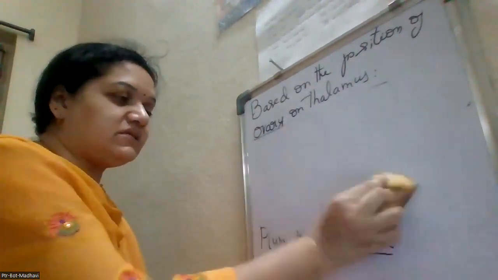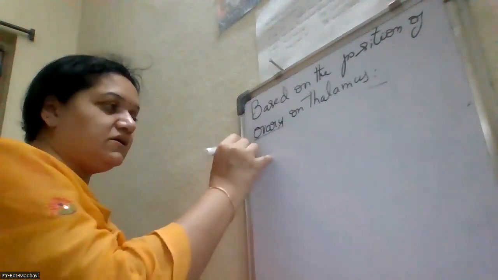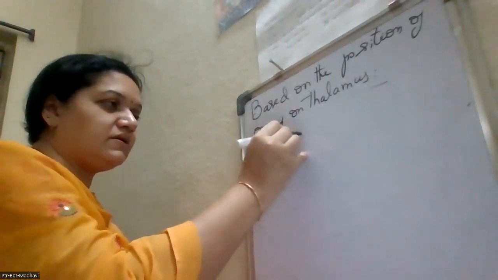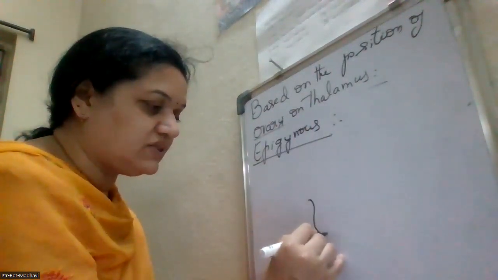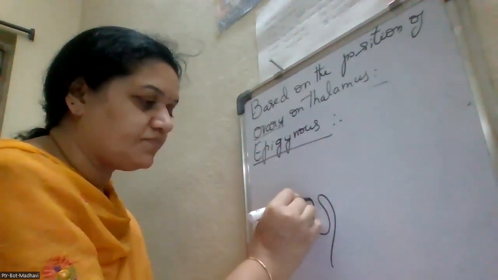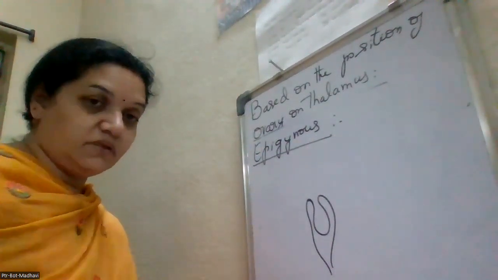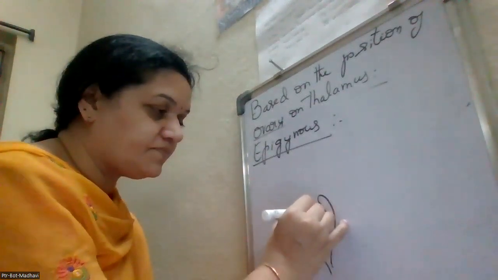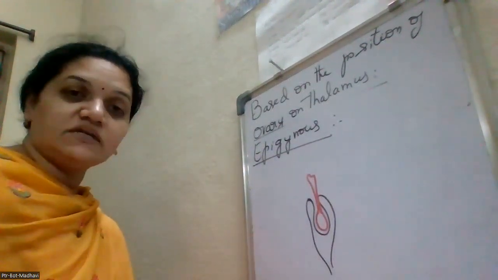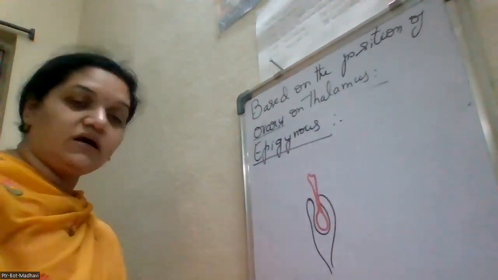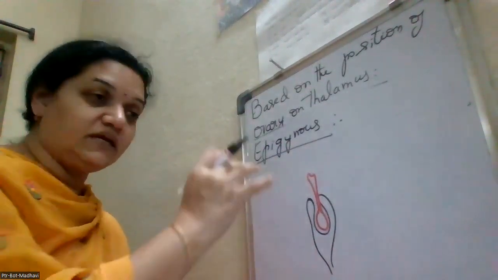And the last one is the epigynous flower. Epigynous flower means when the ovary is present in the groove of the thalamus, and only the style and stigma are above the thalamus. The other floral parts, that is the androecium, calyx, and corolla, are present on the lobes. That is called the inferior ovary, completely inferior ovary.